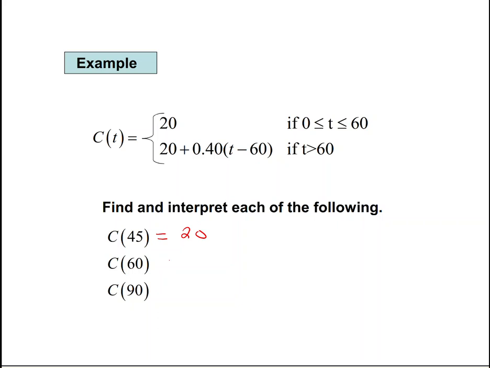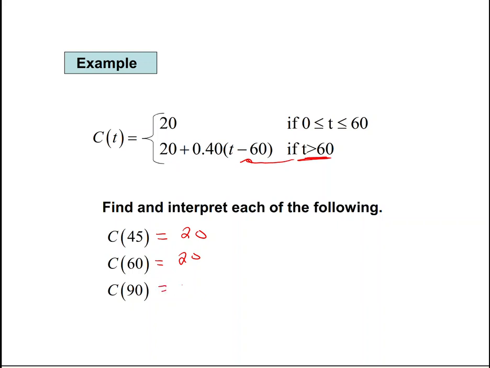If we use up 60 minutes, that's still within our original condition, because this says t is greater than or equal to 0 and less than or equal to 60. Therefore, that still fits the first condition of $20. However, on this third one, we talk for 90 minutes. Since we're using something greater than 60, we need to use the equation that goes with that expression.